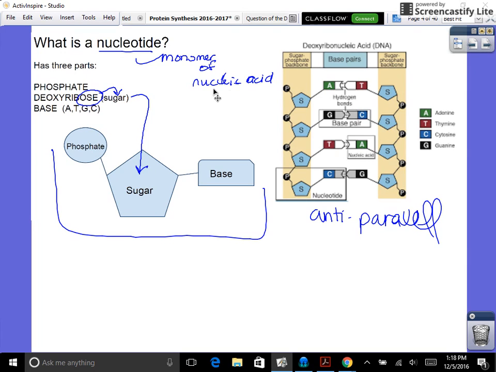One of the organic compounds was a nucleic acid. And there were three examples. DNA and RNA are two nucleic acids that we're going to talk about in this unit. The monomer of a nucleic acid is called a nucleotide.